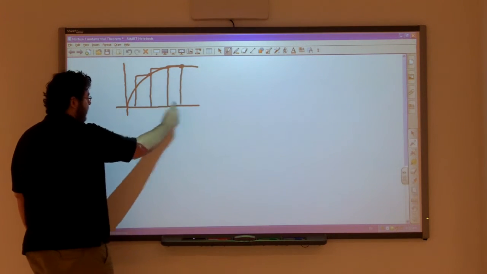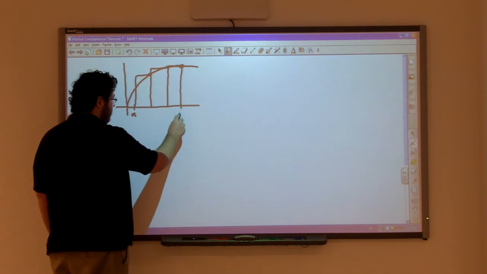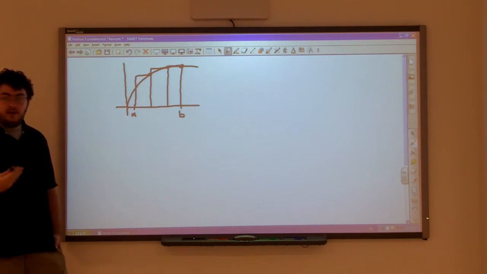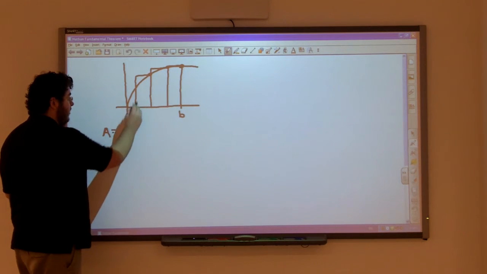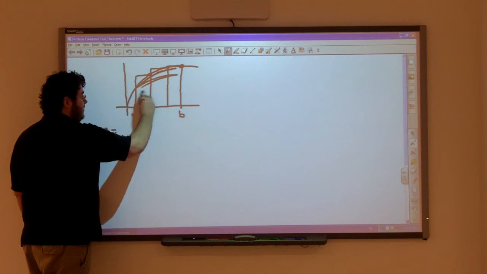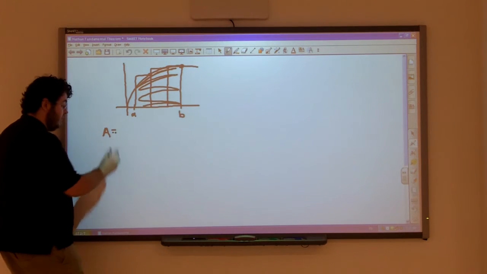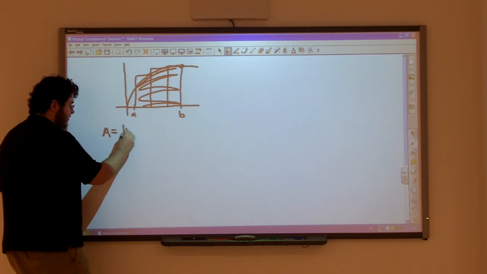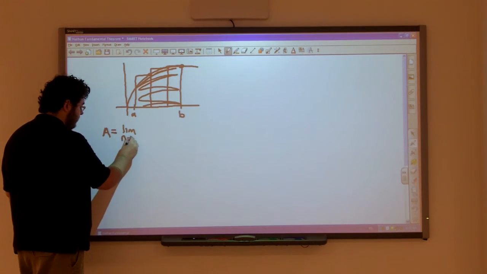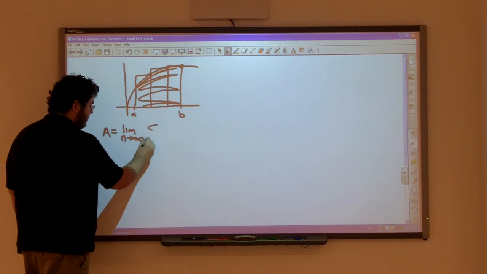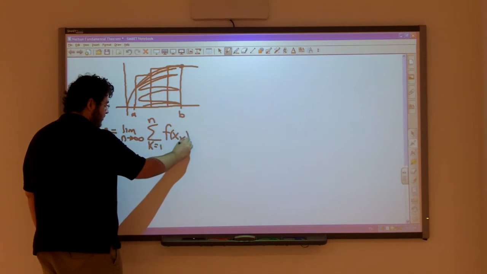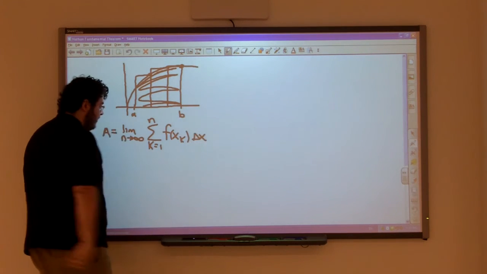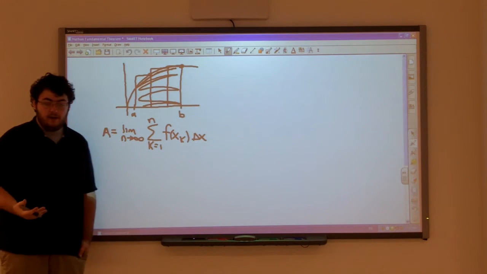So let's say we wanted to find the area from some point A to B. Well, we called this area a sum of these rectangles, and if we wanted the exact area under the curve, we took a limit. So we said the limit as n approaches infinity of the sum from k equals 1 to n of f of x_k delta x. And we said this was our area.